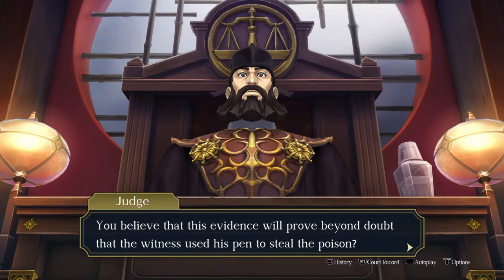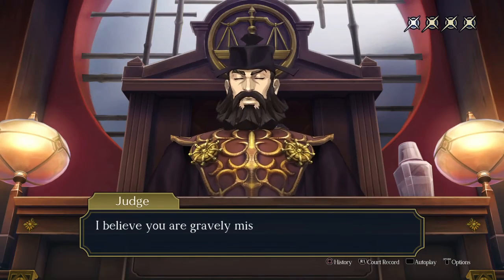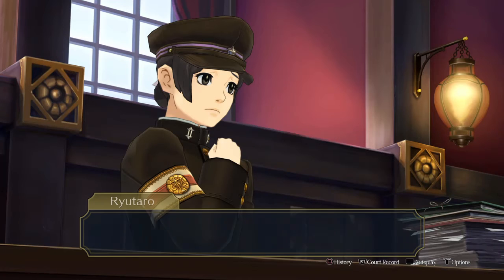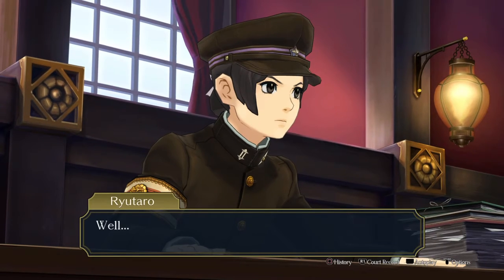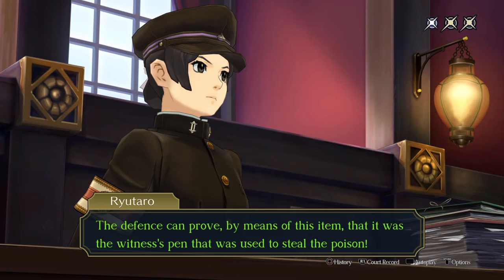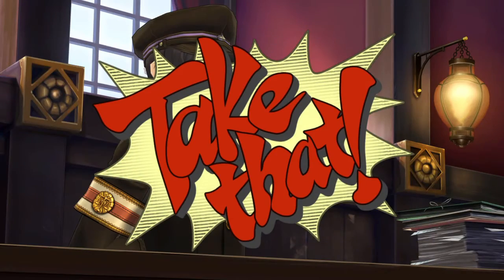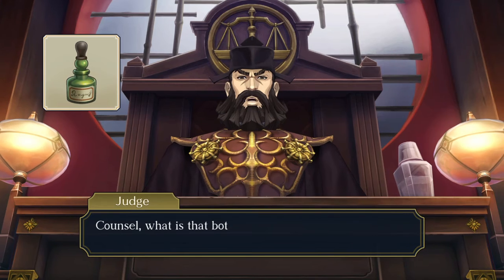You believe that this evidence will prove, beyond doubt, that the witness used his pen to steal the poison? What do you believe, Your Excellency? I believe you are gravely misguided. Misguided? Oh dear. Okay, well that wasn't super funny. My bad. Well, I believe I can do better next time. Okay, fine. Since apparently they don't want to give me fun dialogue, here, it's a reagent. Present that. Shove it in their dumb faces.